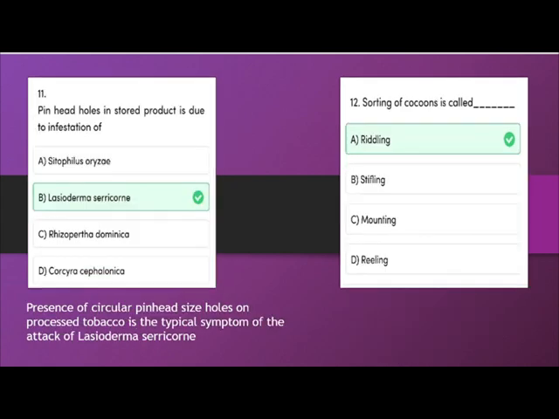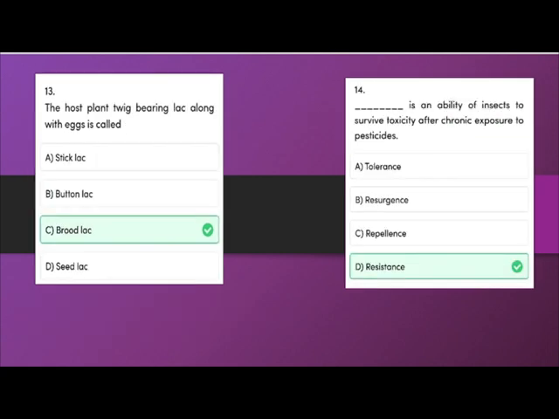Pinhead holes in the stored product is due to the infestation of, and the answer is Lasioderma serricorne or cigarette beetle. Presence of circular pinhead sized holes on the processed tobacco is the typical symptom of the attack of Lasioderma serricorne. Now come to the 12th question. Sorting of cocoons is called, and the answer is riddling. Now come to the 13th question.